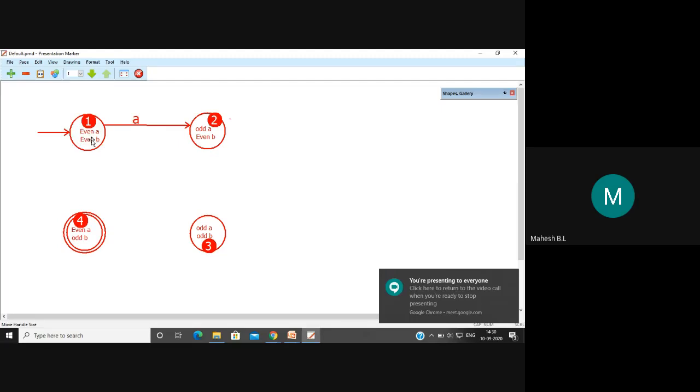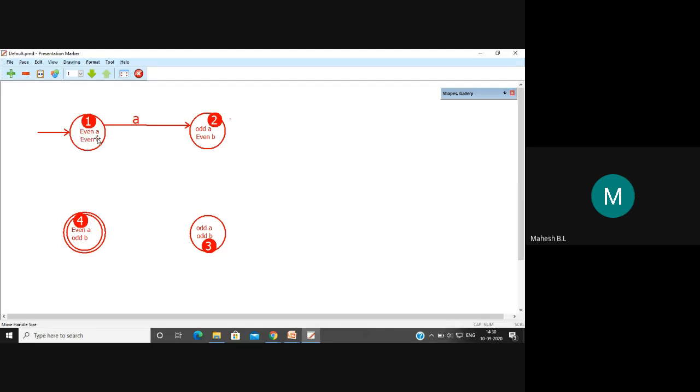After reading B, the number of B's becomes odd. The number of A's remains at E1. So now you have E1A, odd B, which is represented by state 4. That's why your DFSM must make a transition from 1 to 4 after reading B.